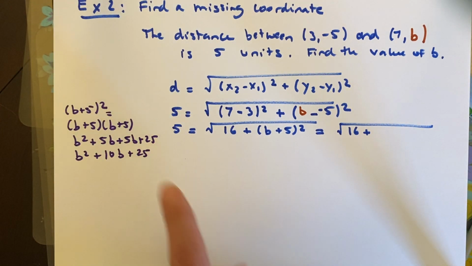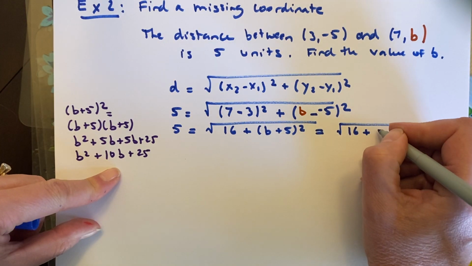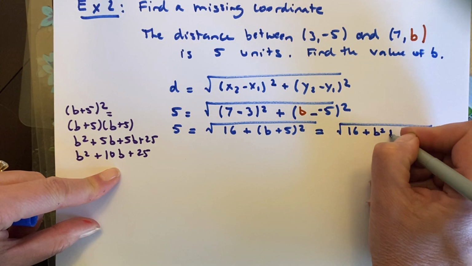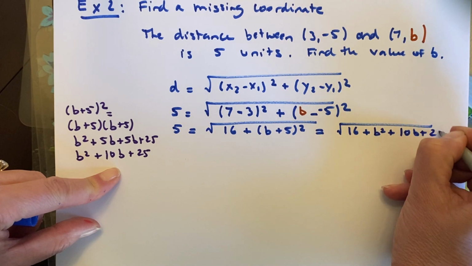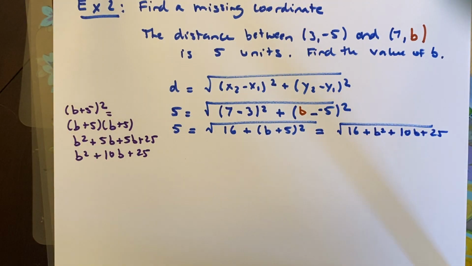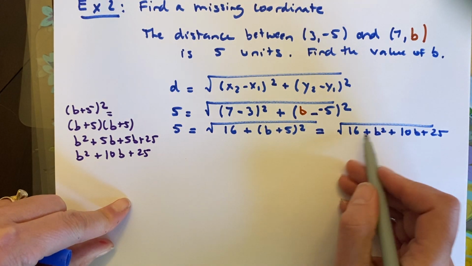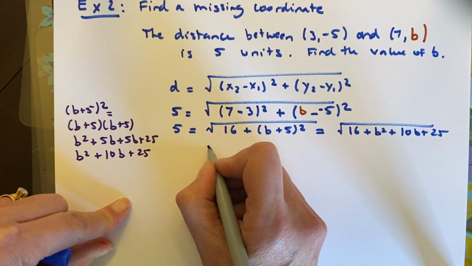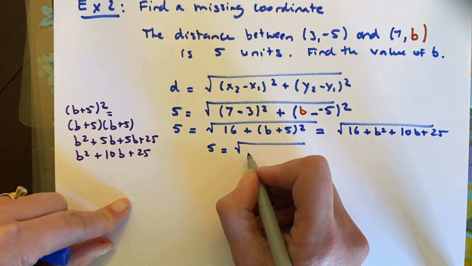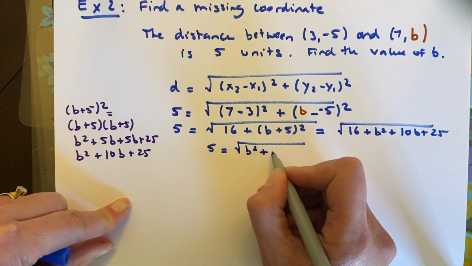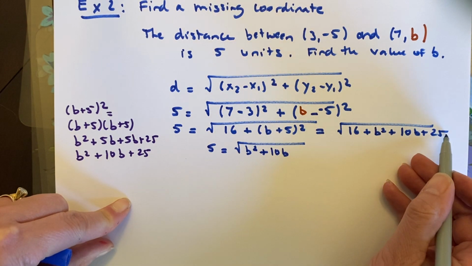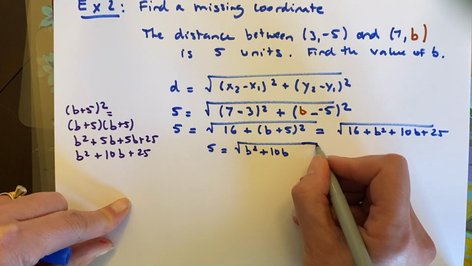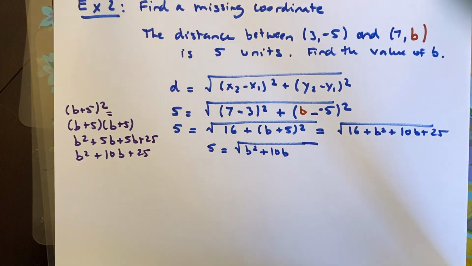All right. Well, now that I know what b plus 5 squared is, I'm going to put that back in here, and I'm going to put in b squared plus 10b plus 25. Now, obviously, if it's a quadratic, I have to combine the 16 and the 25, and it's still all equal to 5 in the front. So 5 equals the square root of b squared plus 10b, but combining the two constants, 16 and 25, I'm going to end up with 41.